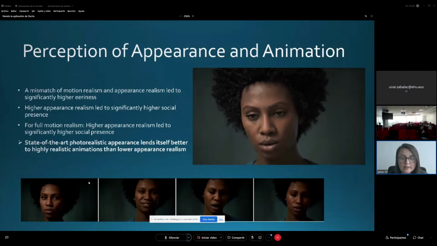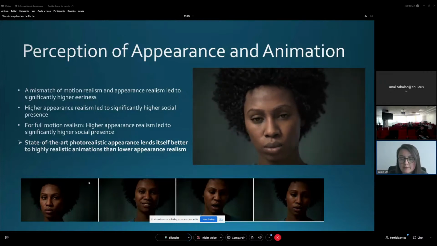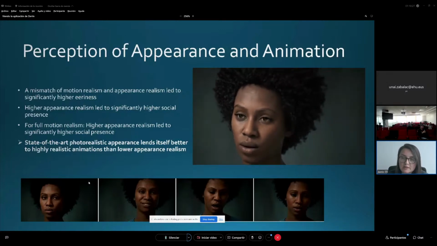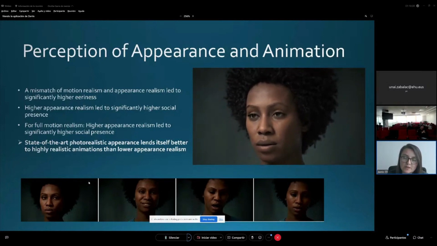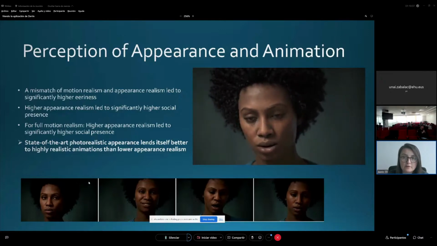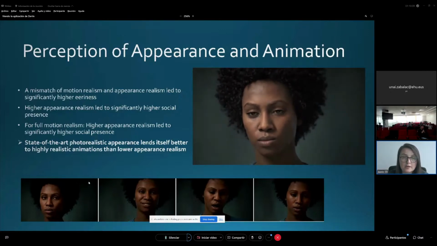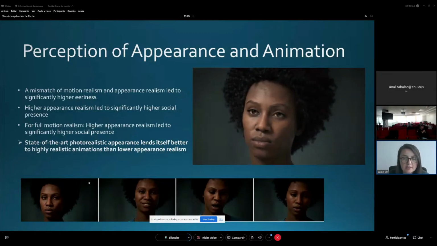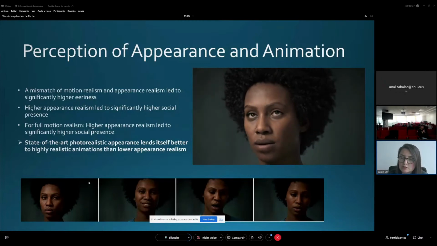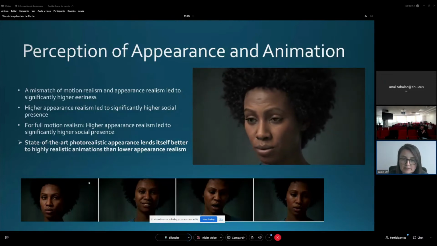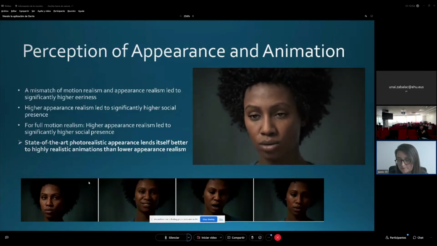So looking into only photorealistic appearance is not enough. We have to always find the matching between how the animation fits into the appearance of the character. If you want to use a very realistic character in your application or in your game, you should also put effort into generating very realistic matching animations. If you will not be able to do that, it's better to stick with a lower level of realism. So a high level of realism is not always the best way to go.